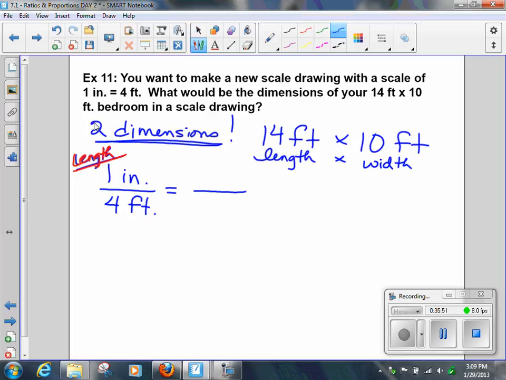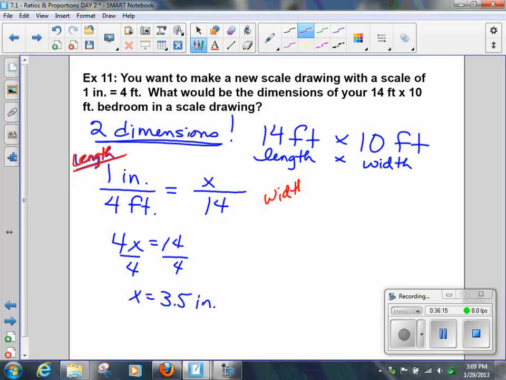Where am I going to put 14? Why? Because it's feet. Oh, look. Now it's x. 4x equals 14. Divide by 4. What do you get? 3.5 what? Inches. That's the same thing we just did, isn't it? I'll do the same thing for the width. Now, can you do the width for me, please? What's our guide? 1 over 4. 1 inch, 4 feet. Now, you do this one yourself.